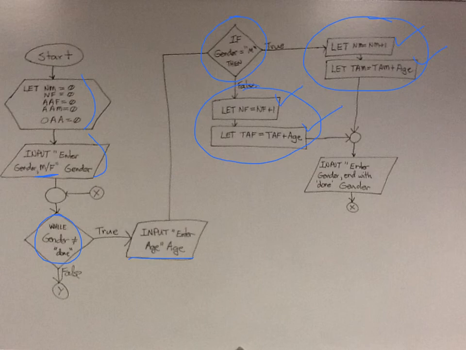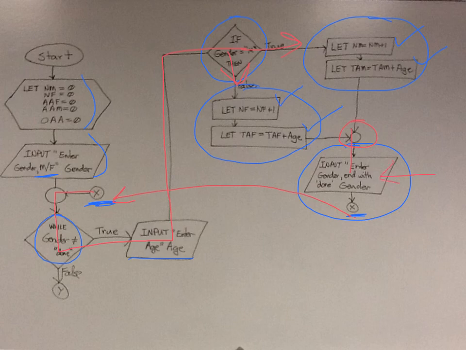Okay, then we're going to come back. We're going to grab another gender, and then here's my X. Here's my X, and so we go back into the loop. So we go into the loop, and then we either go this way or this way. We finish up the conditional, come back here. The X leads us back over here. We're going to loop. Once we enter done here, it's going to cause this to be false. And then we go to Y.